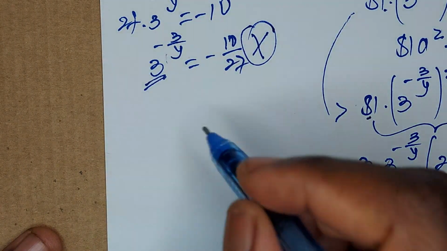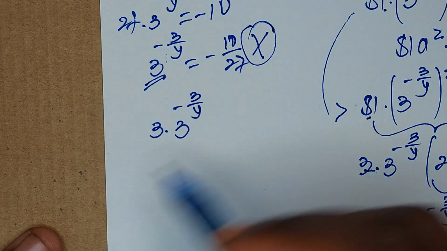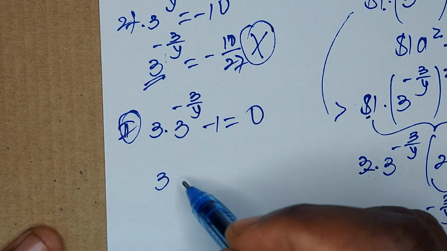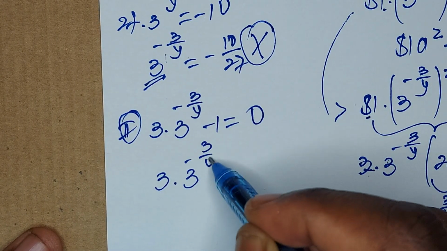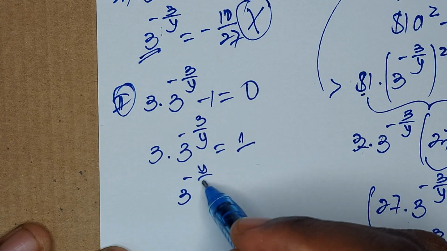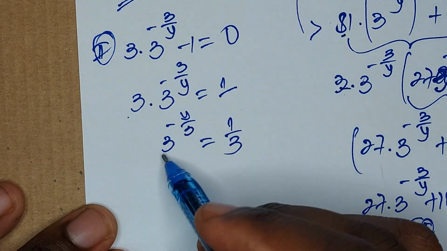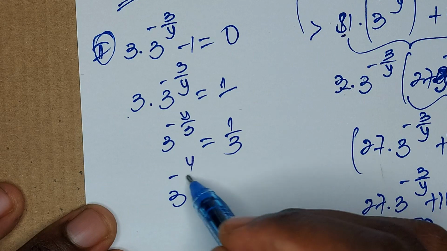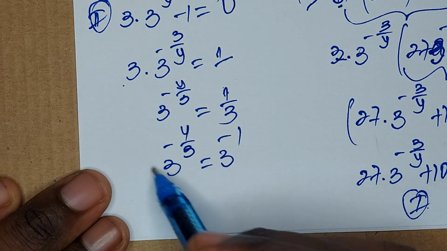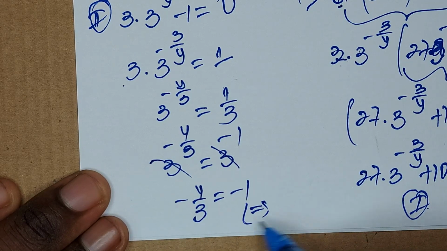So now we have the second one, which is 3 times 3 to the power minus 3 over y minus 1 equals 0. So we're going to have that 3 times 3 to the power minus 3 over y is equal to 1. So we're going to have 3 to the power minus y over 3. This is going to be 1 over 3 because this 3 goes here dividing. This is 1 over 3, which is 3 to the power minus 1. So we're going to have the same bases, same powers, minus y over 3. This is going to be what? Minus 1.